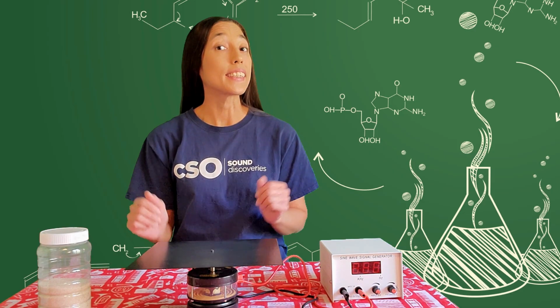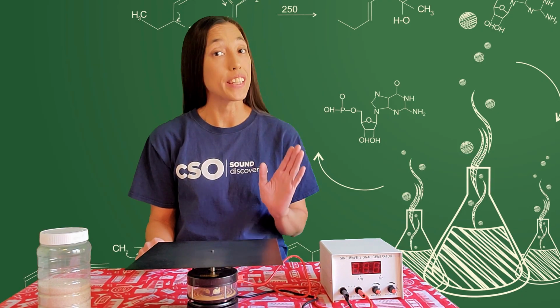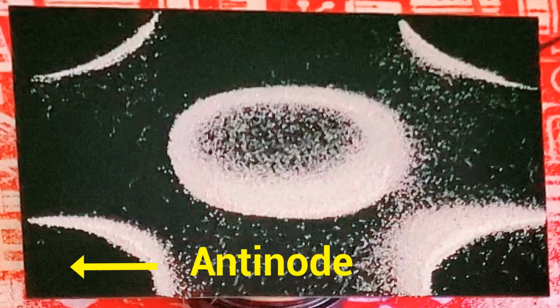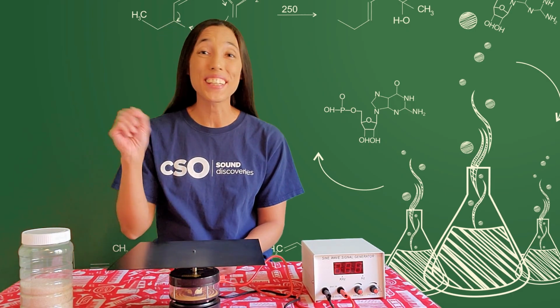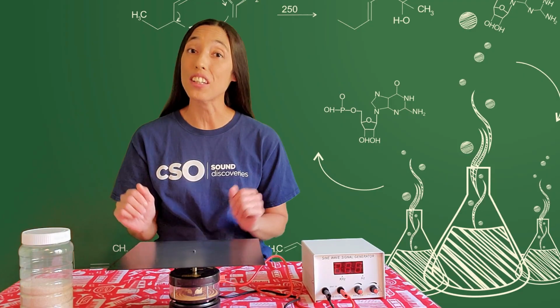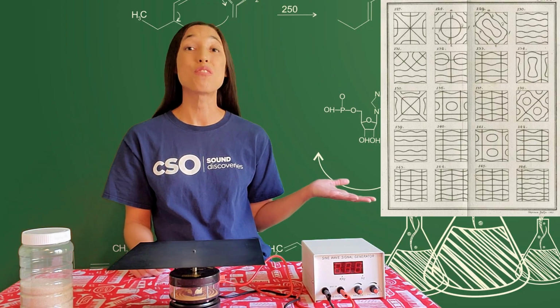The points in the standing wave where the most movement or displacement occurs are called the antinodes. On the plate, we would see this as the areas without sand, as the sand bounces away from the vibrating surface. During his research, Chladni drew many illustrations of the various patterns he had observed, which are now referred to as Chladni figures.